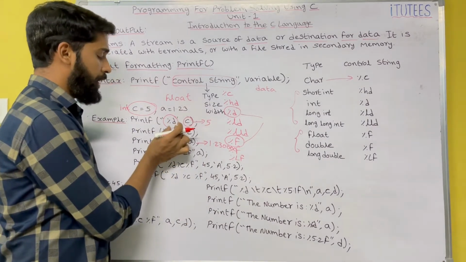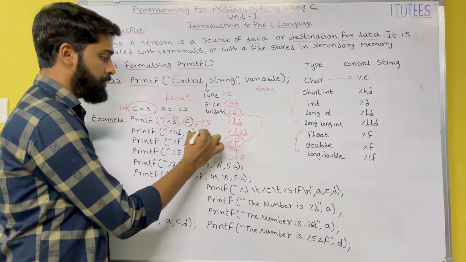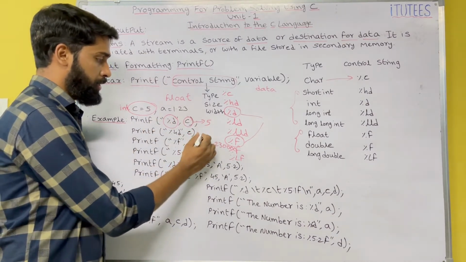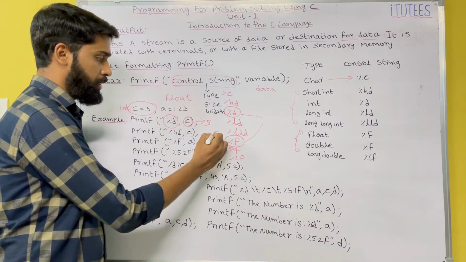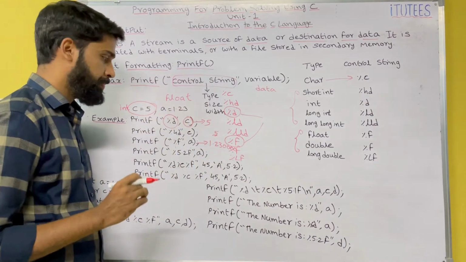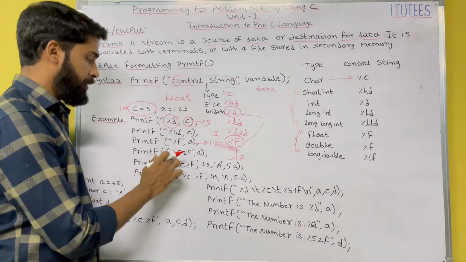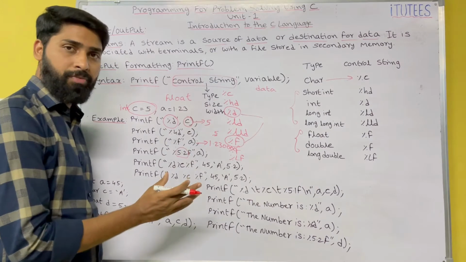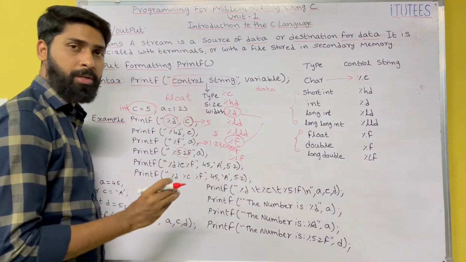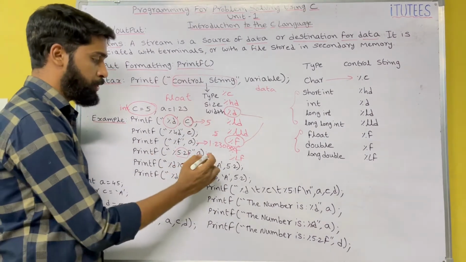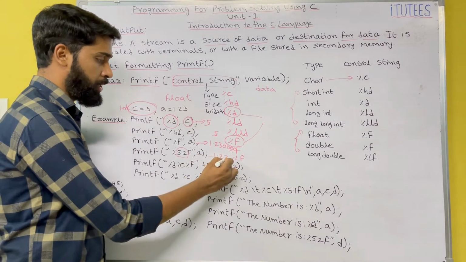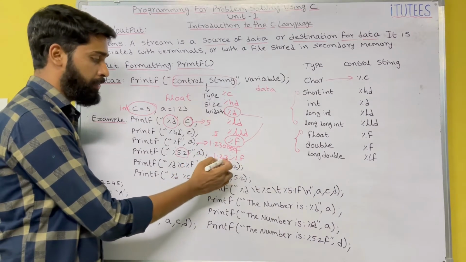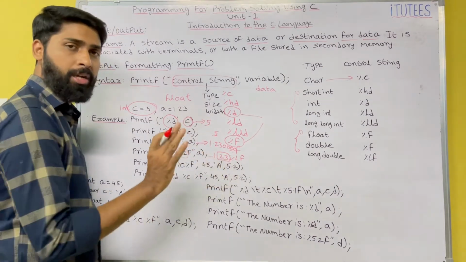Similarly, %4d means the width is 4 characters. The value of c is 5; normally it prints like this, 5. If I give %4d, then 4 is the width, and the 5 is printed with spaces before it. Similarly printf %5.2f: 5.2 means the width is 5 and we need 2 decimals after the fraction. So it displays a space and then 1.23. The size is 5 and after the fraction part we display only 2 numbers.